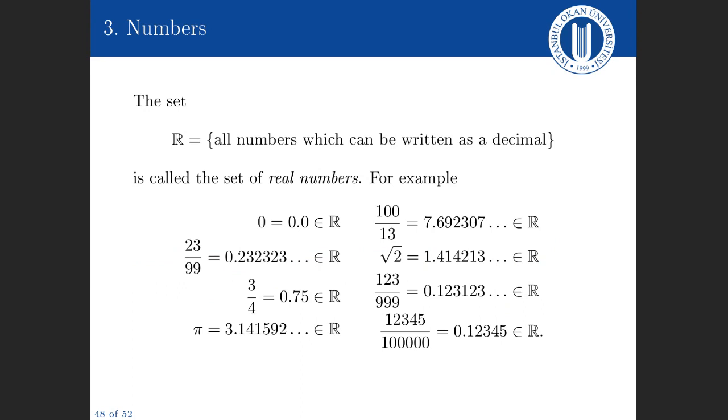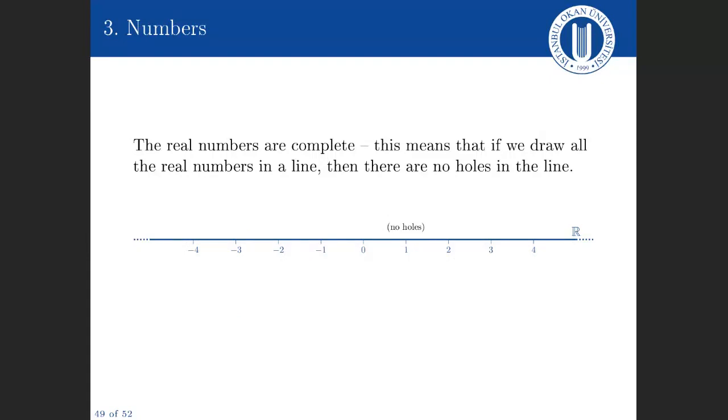And we invented the set of numbers R, which is the set of all numbers which can be written as a decimal. For example, 0 is a real number. 23 over 99 is a real number. 3 over 4 is a real number. Pi is a real number, and so on. Any number that you can think of to write as a decimal is a real number. The real numbers are complete. This means if we draw all of the real numbers in a line, then there are no holes in the line.